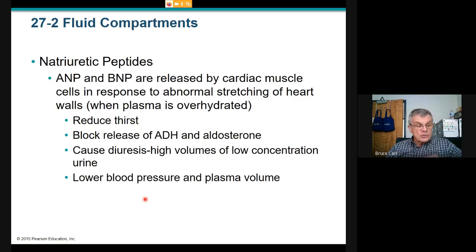It causes release of high volumes of low concentration of urine. So rather than extracting that water, you're pumping it out and filling the bladder faster. And actually, this is something the body can do pretty quickly, is dump excess water.